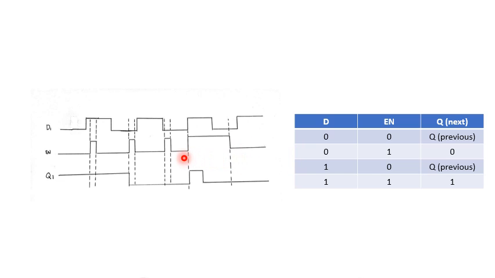On the last En, the En is equal to 1 and the D is also equal to 1. So from the truth table here, if both of them are equal to 1, the answer will be 1. So here will be 1 until it reaches here, the D. The D is dropped here. So the D becomes 0 and the En is equal to 1. So the answer will be 0. So it will continue until the end of the En here.